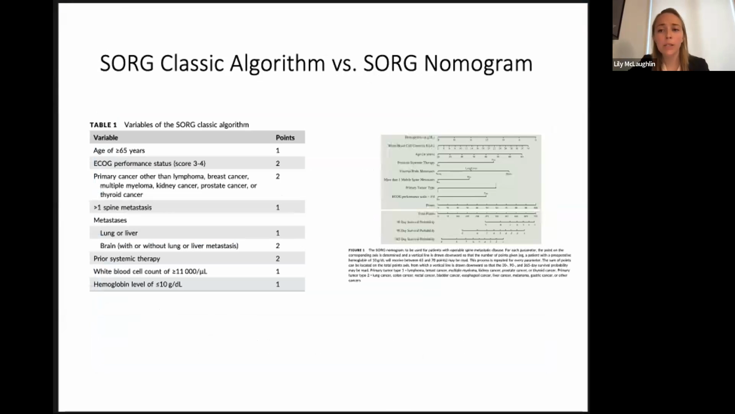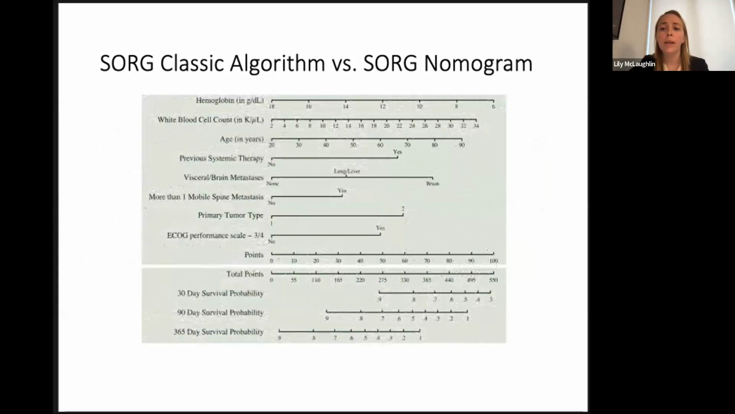So here on this slide, we can see the SORG's classic algorithm on the left and then the nomogram over on the right. The algorithm doesn't accommodate for continuous variables and really just divides patients based on the total number of points that they accumulate. It's very similar to a lot of the previously established algorithms that are used in clinical practice.